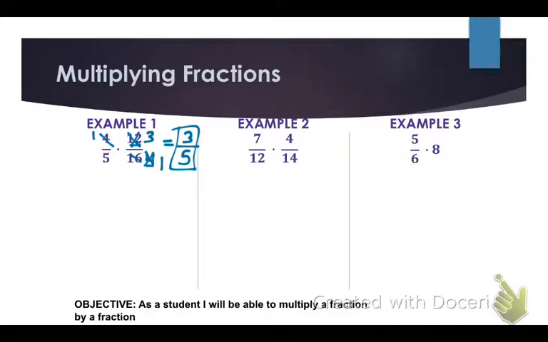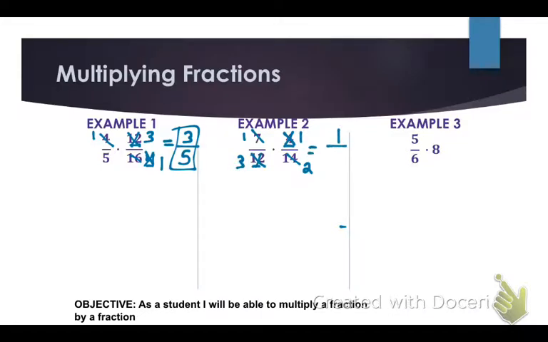Next one. Go ahead and pre-simplify. 7 and 14 go together. 7 is a factor for both of them. How many 7's are in 7? It'd be 1. How many 7's are in 14? It'd be 2. 4 and 12. Those also go together. What goes into both of them? Well, 4 does. How many 4's are in 4? 1. How many 4's are in 12? 3.